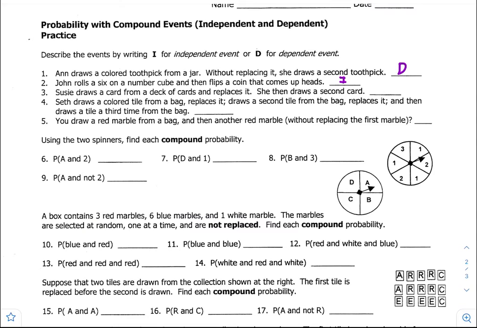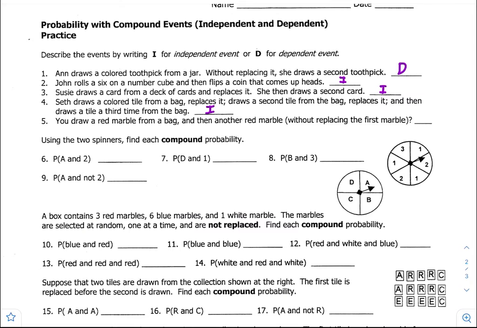Susie draws a card from a deck of cards and replaces it, meaning she puts it back, and then draws a second card. That is independent. Her first action does not impact her second one in terms of probability. Seth draws a colored tile from a bag, replaces it, draws a second tile, replaces it, and then draws a third tile from the bag. So this one is independent because he keeps on replacing it, meaning he puts it back, so it does not impact the probability of future draws.